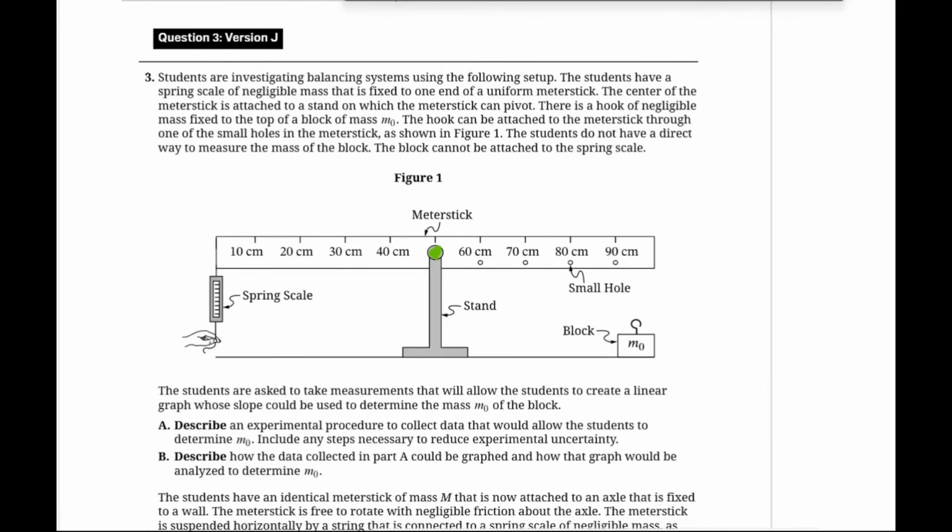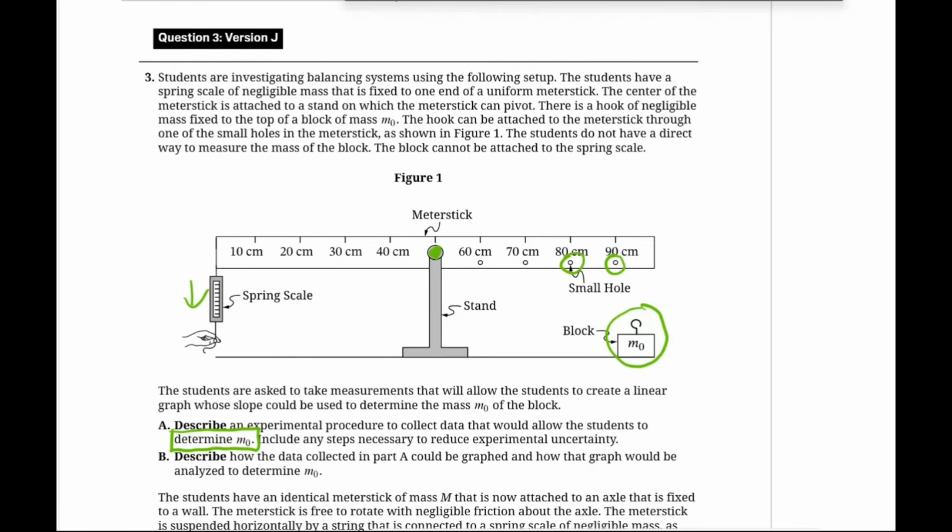We have a meter stick. It's connected to a spring scale, and we have some unknown mass that you can hook in these different holes here. So A, describe an experimental procedure to collect data that would allow the students to determine m naught, not including any steps necessary to reduce experimental uncertainty. All right. So what we can do is we can come up with a procedure where these have equal torque by pulling the spring scale down a certain amount, and then balancing out this block that would be hanging from these different holes that are in our meter stick.